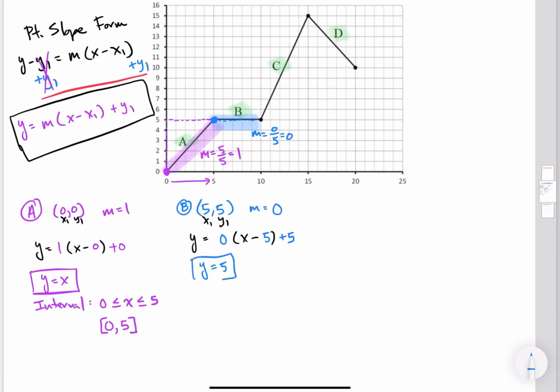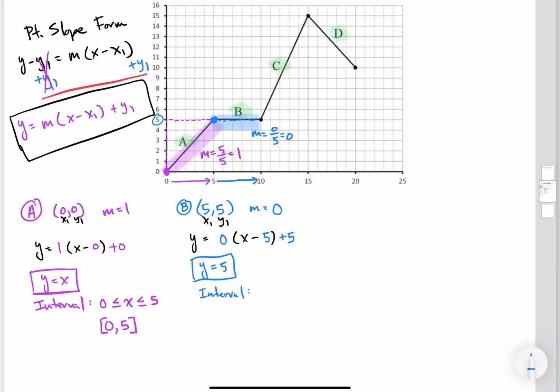Now, a little quick note here is that anytime you have a flat horizontal line, it's just going to be that y value. And the y value, if you notice, it's going to be at this 5. So there's our equation for our second piece. We just need to know, okay, well, what's the interval? Well, the interval is along the lines from 5 to 10. So it goes from 5 to 10.